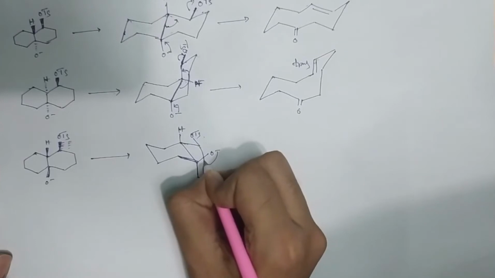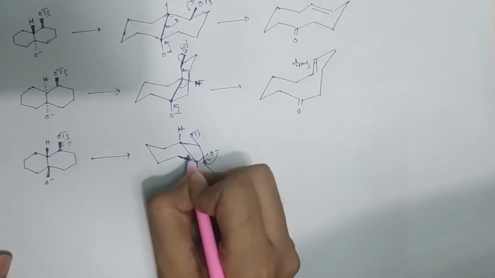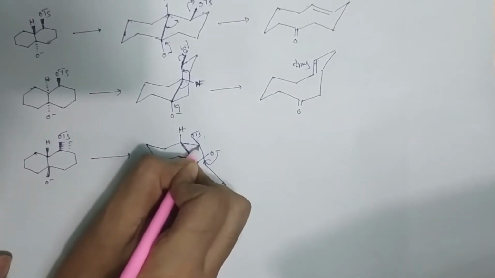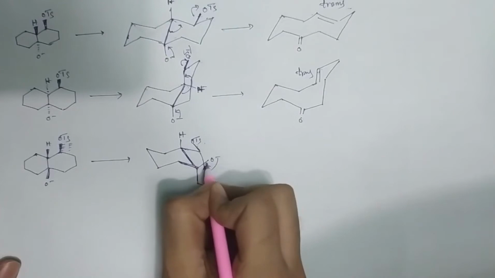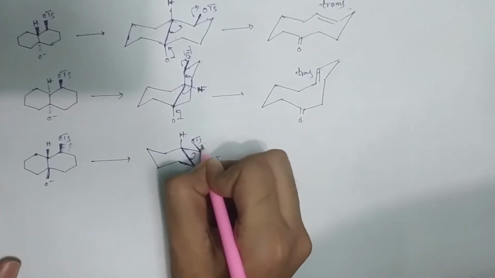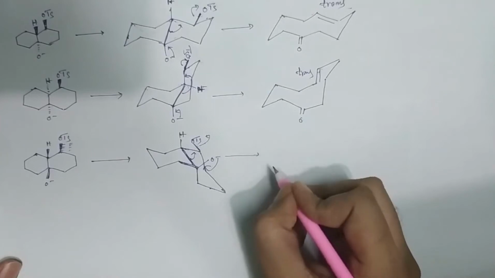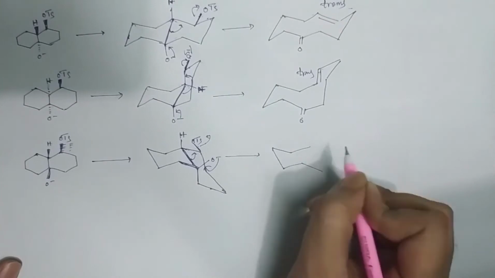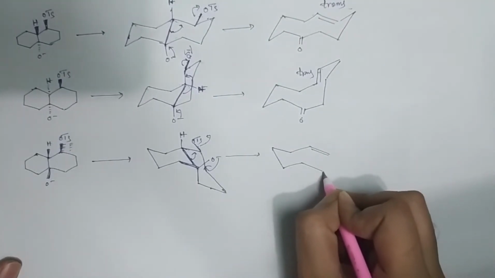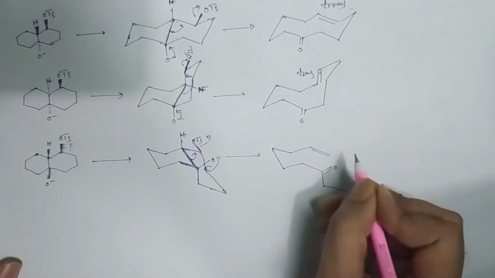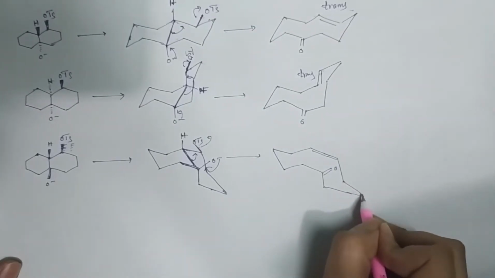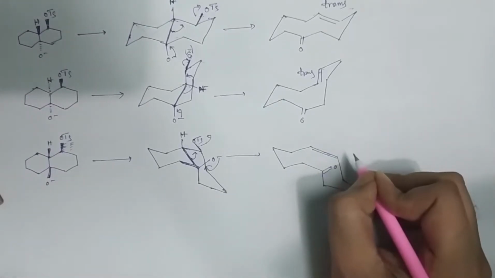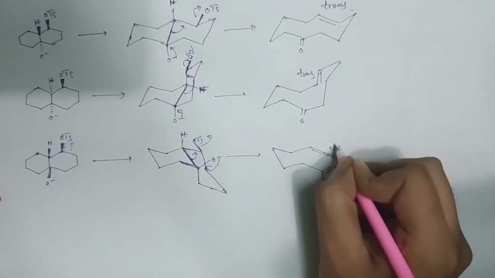So again O minus pushes back. So this bond and this bond are again in parallel orientation, let us say. So this bond goes here, this cleaves. So what we get? The drawing is not that accurate, but what you can visualize is that this is a cis double bond.